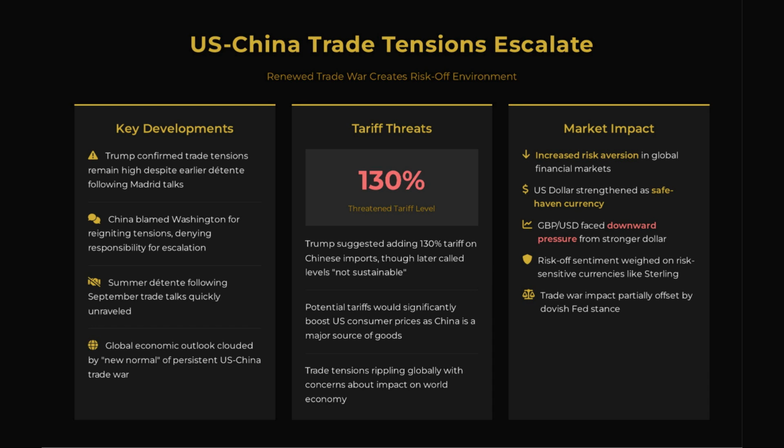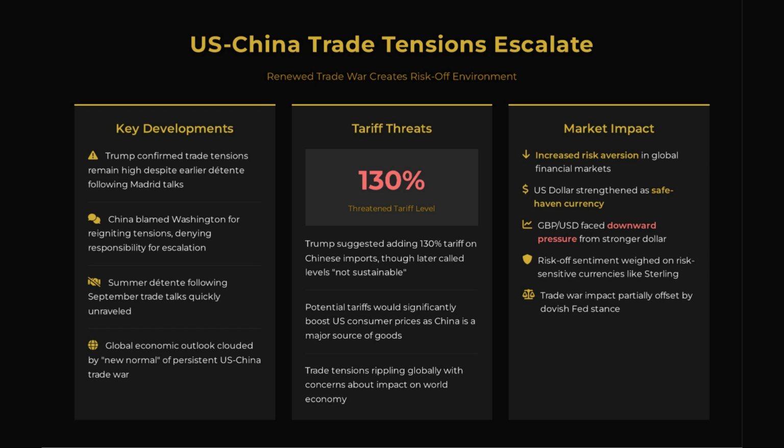Renewed trade tensions between the US and China created a risk-off environment during the week. President Trump confirmed that trade tensions remain high, threatening 130% tariffs on Chinese imports, though he later called such levels not sustainable. China blamed Washington for reigniting tensions after a brief detente following September trade talks in Madrid. The escalation has rippled globally, with concerns about the impact on the world economy.